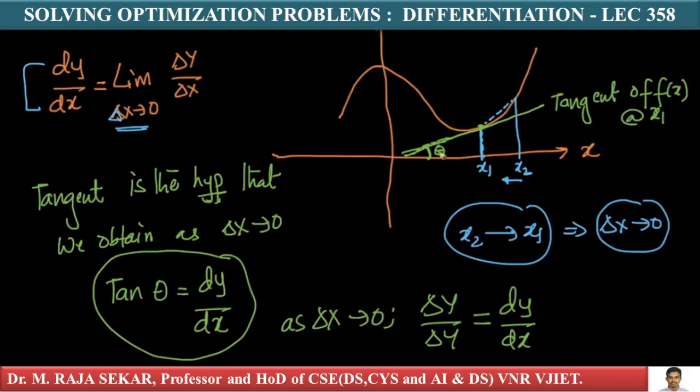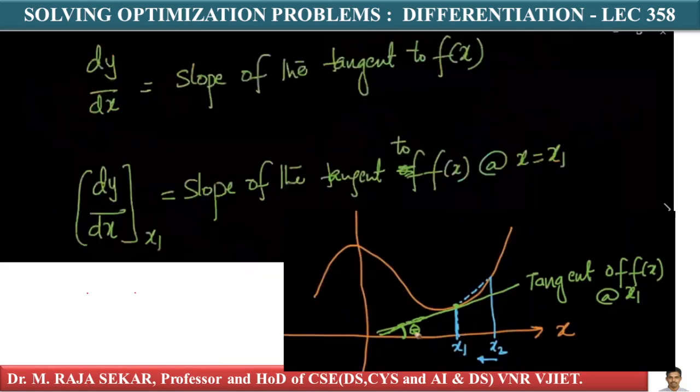Which implies that tan theta becomes my dy by dx. The geometric interpretation of differentiation is this: geometrically, dy by dx is the slope of the tangent to the function f of x. Is it not? So if you want to compute the tangent at a given point x1, people often write it as dy by dx.